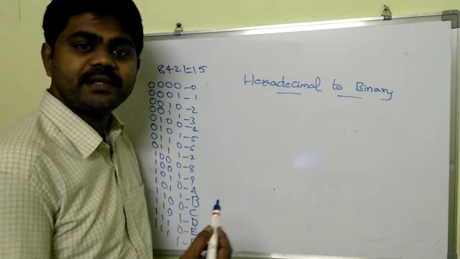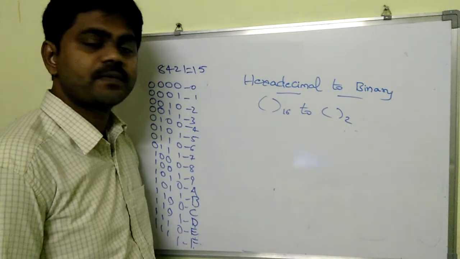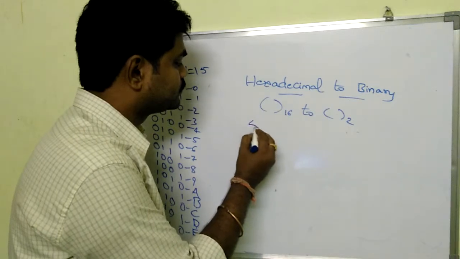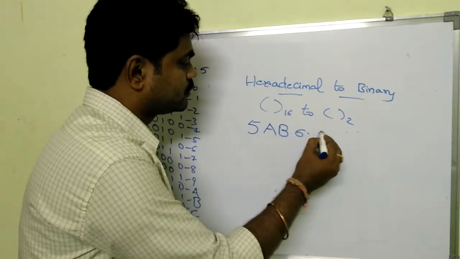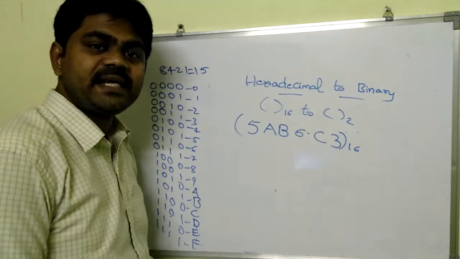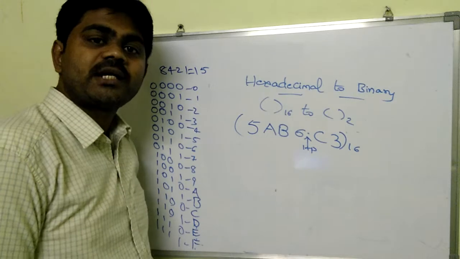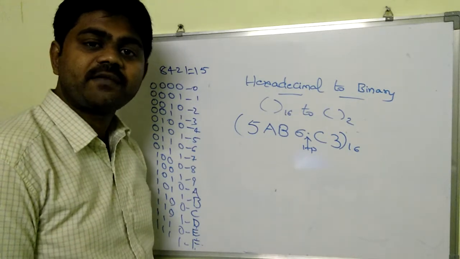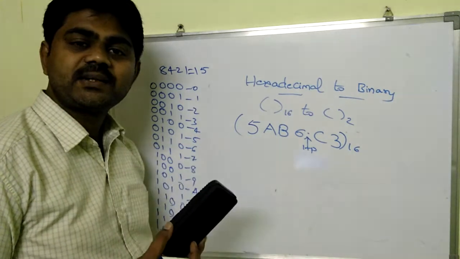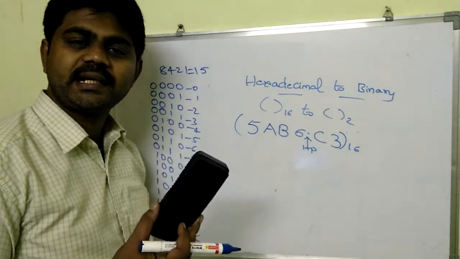Converting from hexadecimal to binary means from base 16 to base 2. Let me take a hexadecimal number here: 5AB6.C3. This dot is called the hexadecimal point. In order to convert from hexadecimal to binary, as I already explained in the octal to binary conversion, we need to check for leading zeros and trailing zeros. If we have any leading zeros in the MSB, just remove those leading zeros, and if you have trailing zeros in the LSB, just remove those trailing zeros so that we can easily get our binary number.